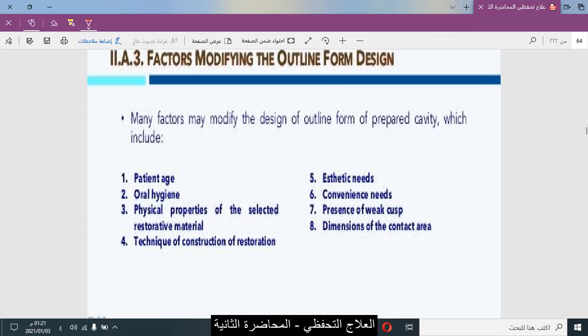apply the restorative material. Presence of weak cusp: if there is a weak cusp, as we told you, that is, if the cuspal height is more than the cuspal width, we have to do cuspal coverage. Dimension of the contact area: buccolingually, the contact area, as you mentioned, is more to the buccal for molars, and the dimension will be more. So we have to follow that criterion, because the contact area is wider buccolingually.